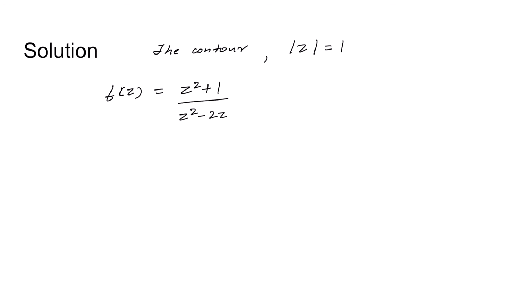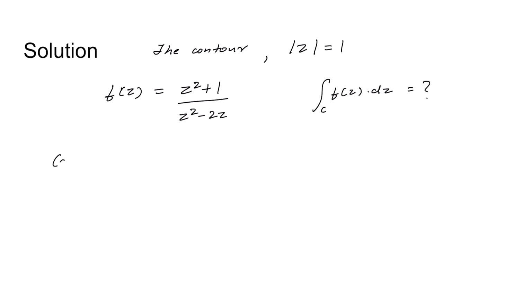Solution. As per the question, the contour is the unit circle centered at the origin, that is nothing but mod of z equal to 1. And the given function over which the integral is to be evaluated is (z² + 1)/(z² − 2z). Now, we need to evaluate the integration of this function f(z) over the contour C.